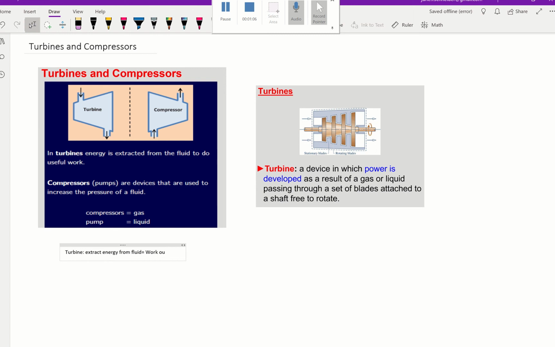It does work, right? However, a compressor is exactly the opposite. For a compressor, you need to supply work. Instead of generating work, it requires work in order to increase the mechanical energy of the fluid, or the pressure of the fluid. So that's exactly the opposite. A turbine generates work, whereas a compressor requires work coming in to increase the mechanical energy of the fluid.